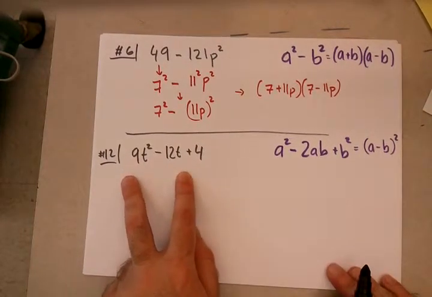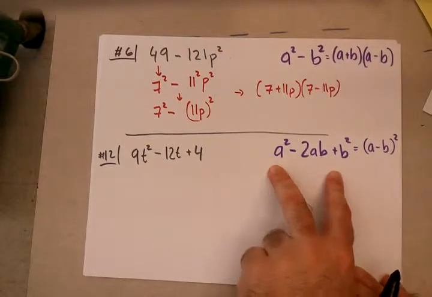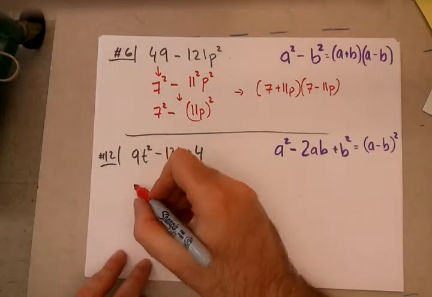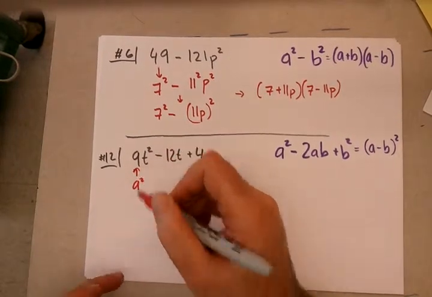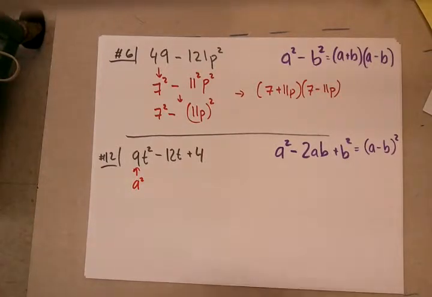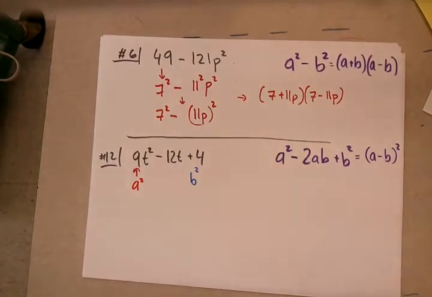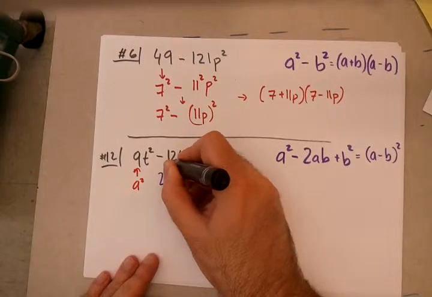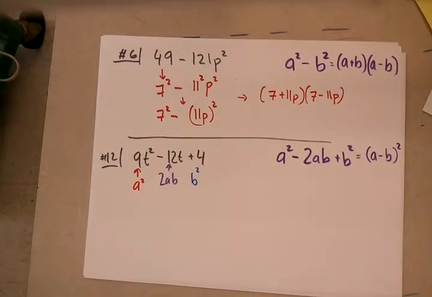So if this trinomial fits into this configuration, then I can use this shortcut to apply to it and not go through and do my diamond or the trial and error method. So that means I have to first figure out what my a and b terms are. So my a squared should be right here. My b squared term should be right here. And my middle term, which is my 2ab, should be right there. Awesome. So let's see if it all fits. So what's my a and what's my b? What's the a and what's the b?